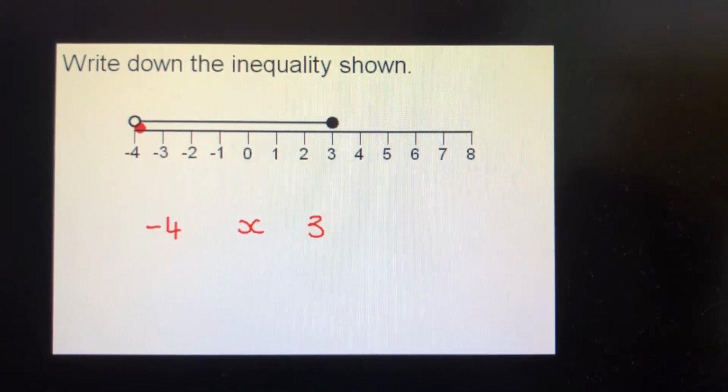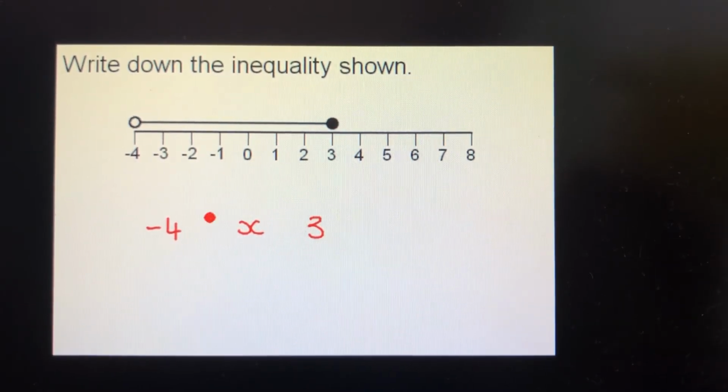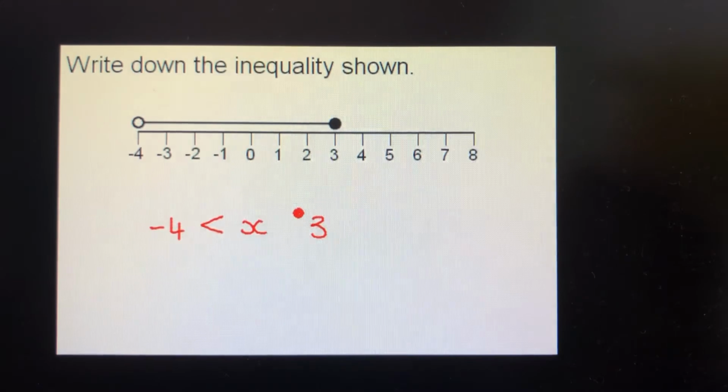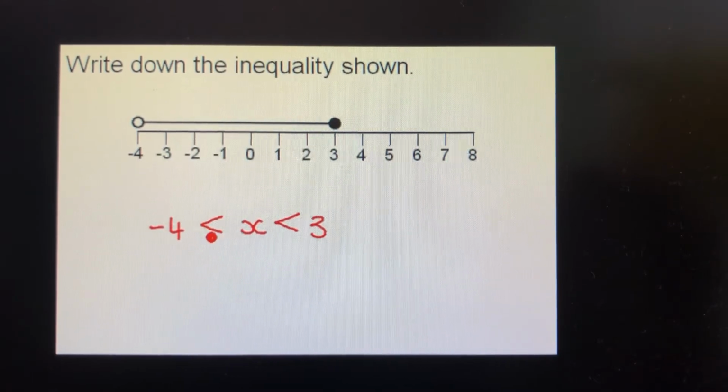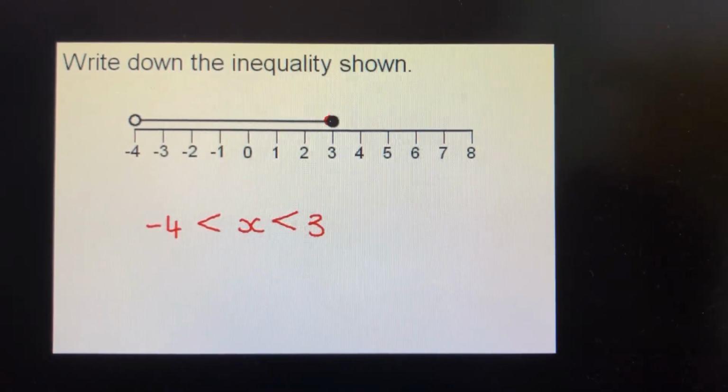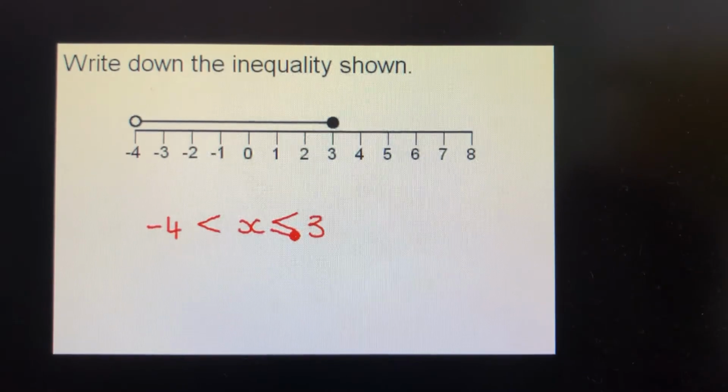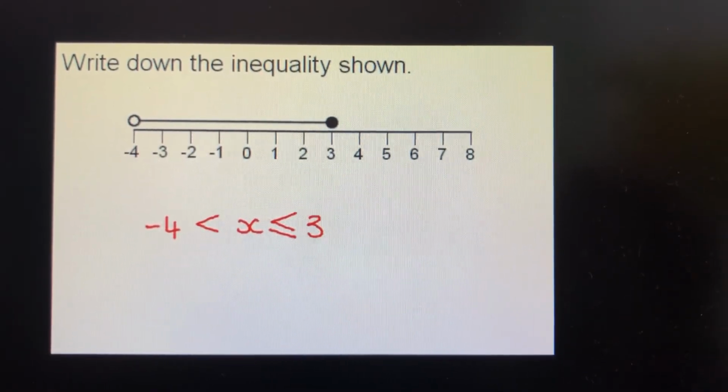X is greater than -4 and less than 3, so my inequality symbols always go this way round. Now it's not allowed to be -4, so I leave this as it is, but it is allowed to be 3, so I put an equals part under here. This is the inequality shown on the diagram.